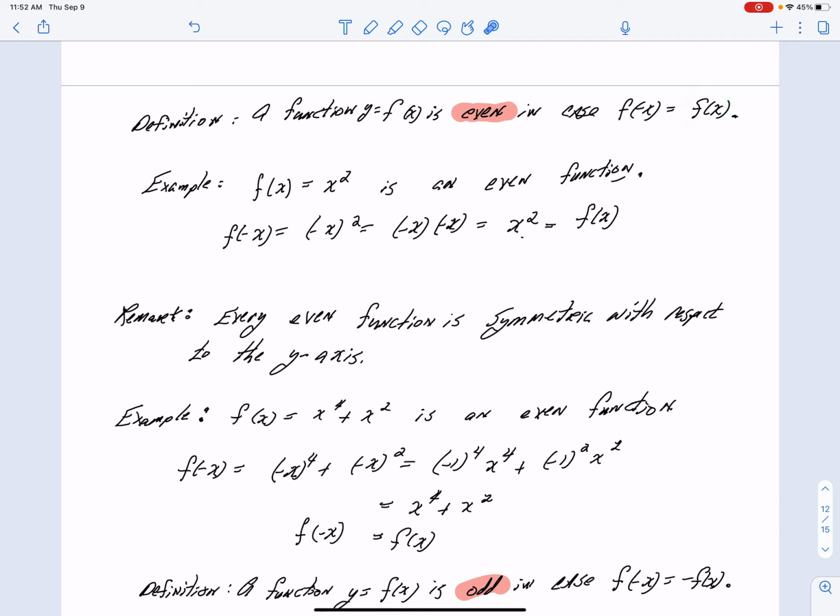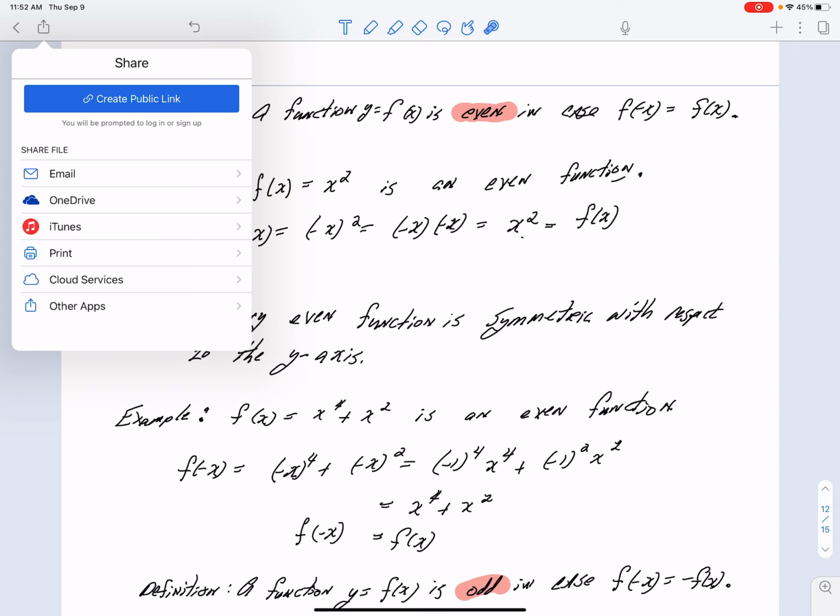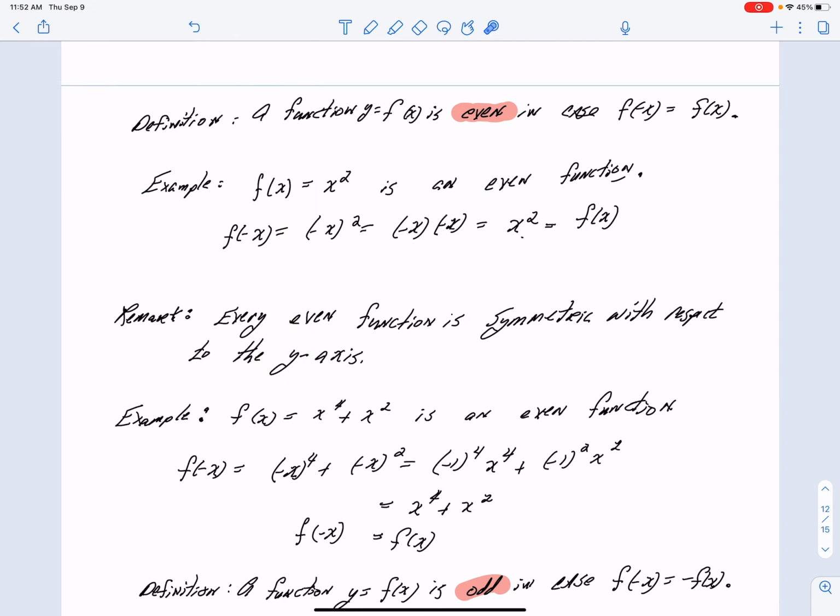Let's look at a particular example. Our favorite little function, f of x is x squared. I want to claim that function is even. How would I prove that? Well, I'm going to take the function f, I'm going to stick in minus x into it. So what do I get? I get minus x, squared.